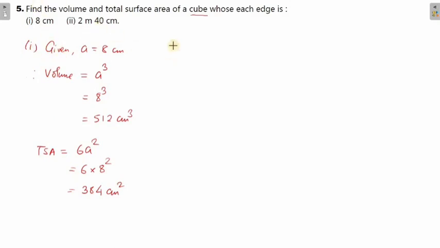So let me take number 2 at the same time. In this case, given is a equals 2 meter 40 centimeter. Now there are 2 units, so better convert them into 1 unit. So 40 centimeter is 0.4 meter, remember, because if you convert 40 centimeter into meter, you have to divide by 100. So 40 divided by 100 is 0.4. So 2 meter and 0.4 meter, altogether it is 2.4 meter. So a is given to be 2.4 meter.